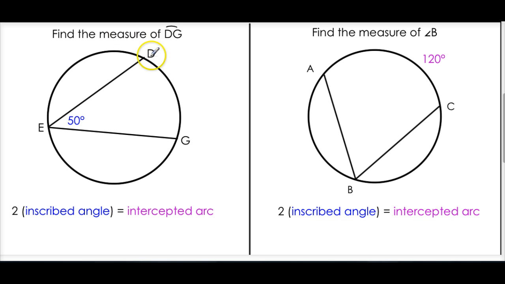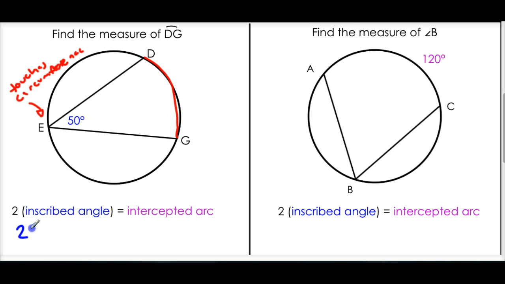So what is the measure of DG, right? That is my intercepted arc, and I know this is an inscribed angle because it touches the circumference. All right, so it's inscribed. So to find DG, arc DG, all I have to do is plug into my formula.